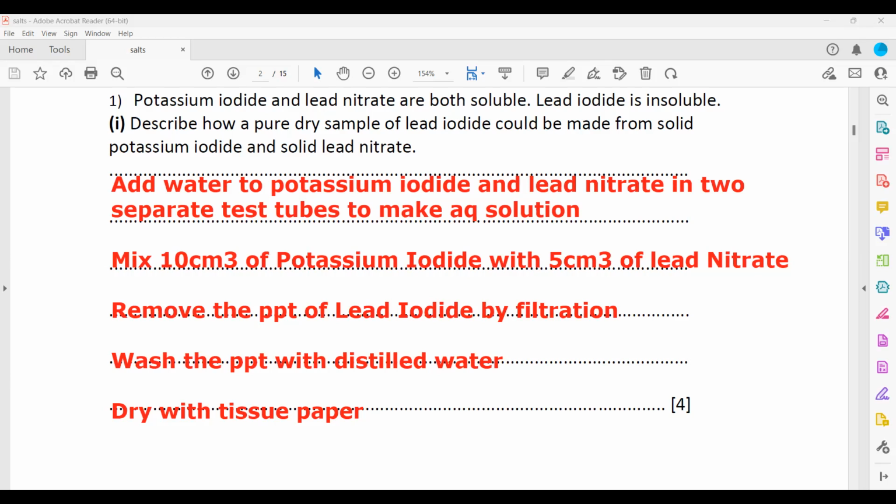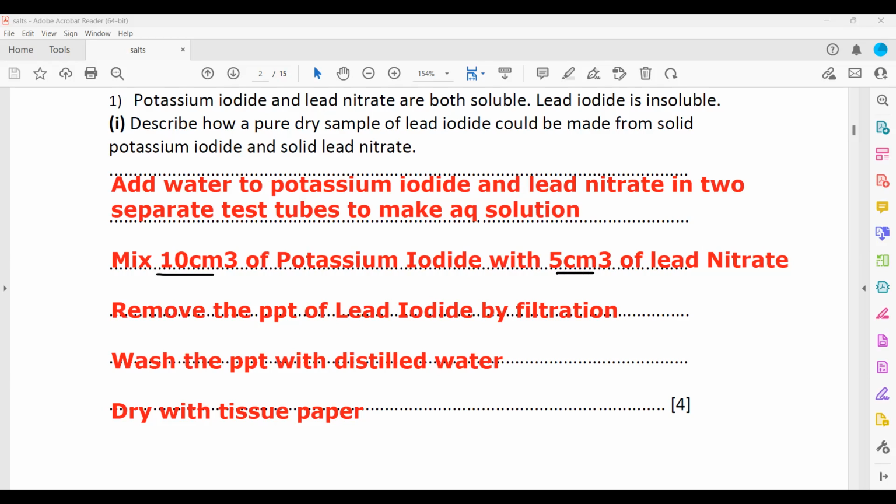Then why did I specifically mention 10 cm cubed with 5 cm cubed? Why not an equal amount? Because the ratio between potassium iodide and lead nitrate is 2:1 when we write the balanced equation. That's why it is 10:5. The amount of potassium iodide should be twice that of lead nitrate, as we are using the same concentration of the two solutions.